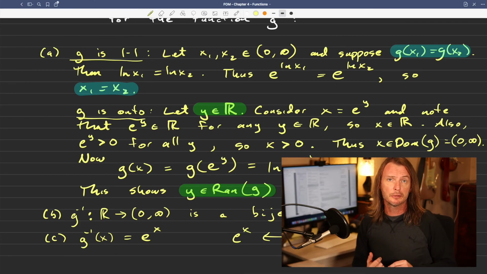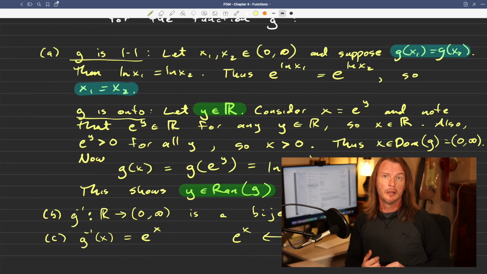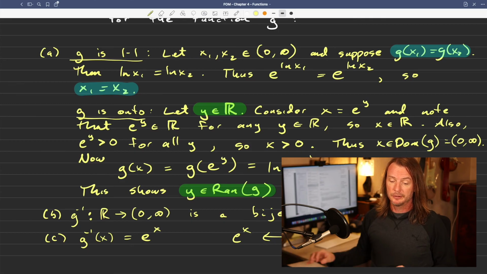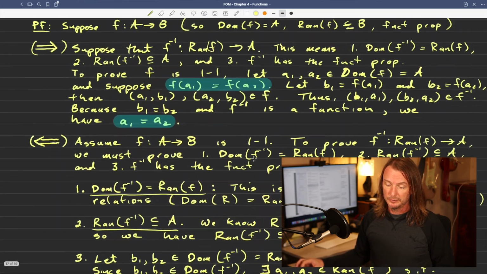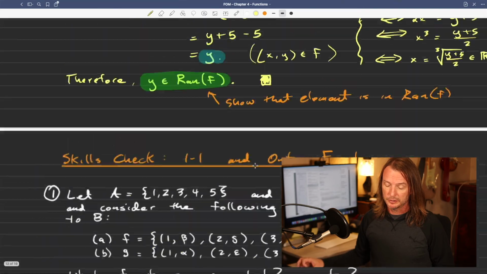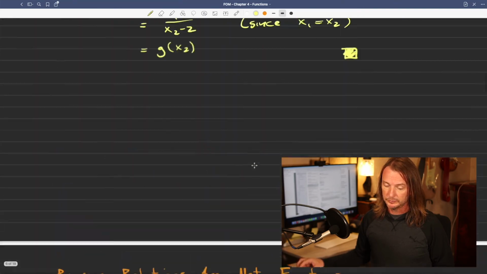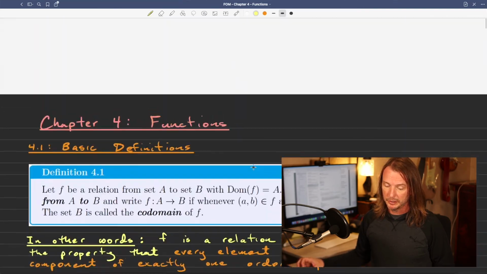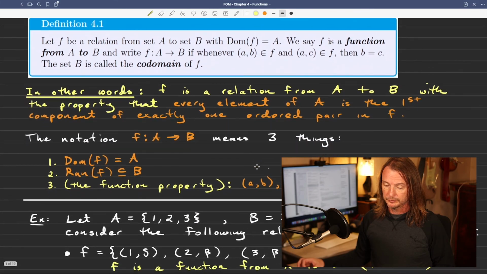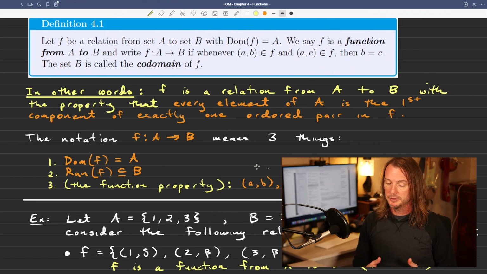This is a pretty big lecture, really important stuff here. We defined what we mean by a function. Initially, when we first started talking about functions, way back here, we talked about functions in terms of ordered pairs. So the function property was that whenever (a, b) is in f and (a, c) is in f, then b equals c. So if you have equal first components, then you have equal second components.